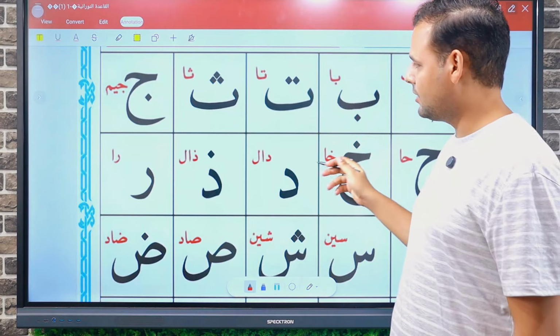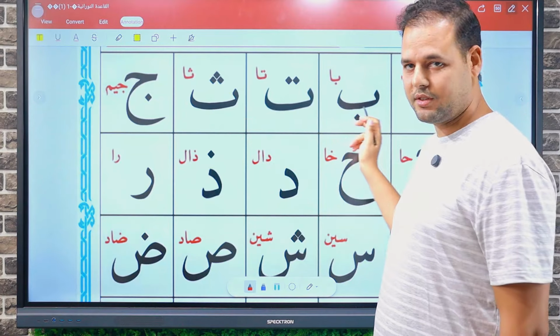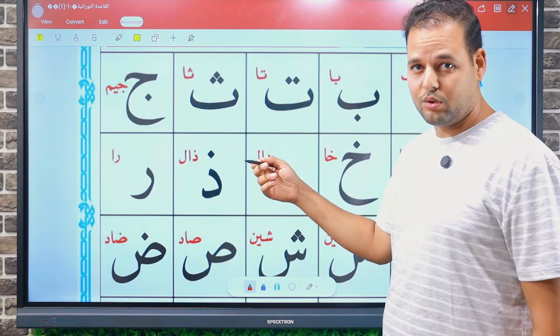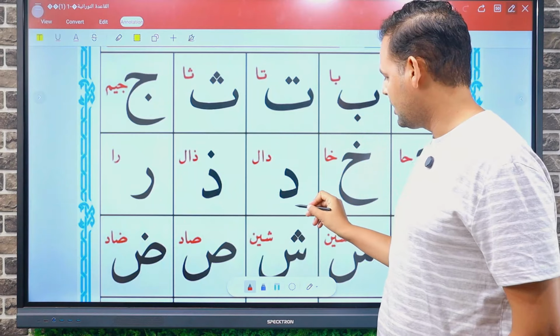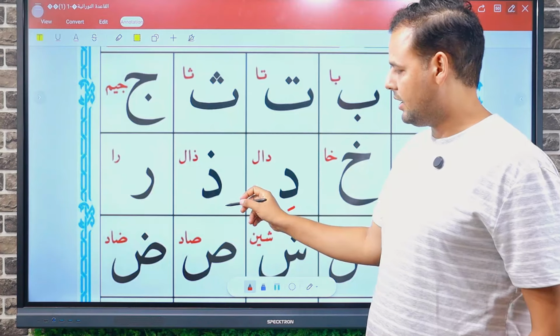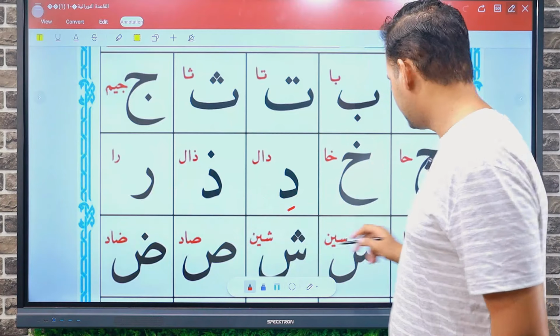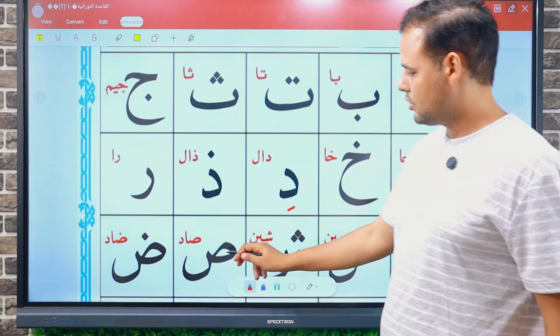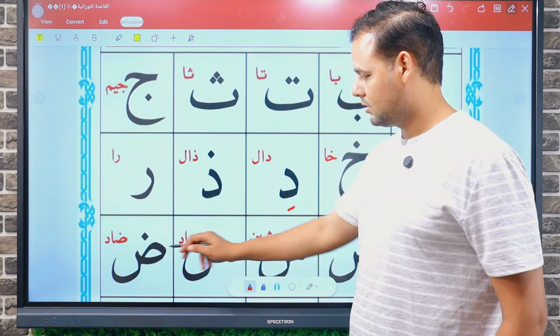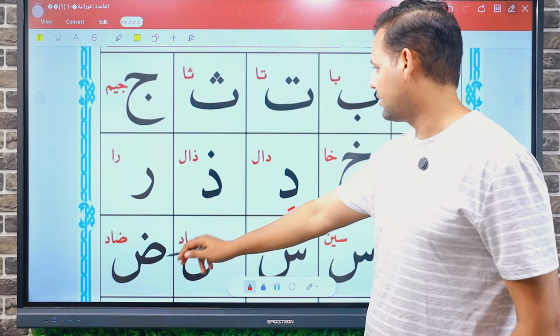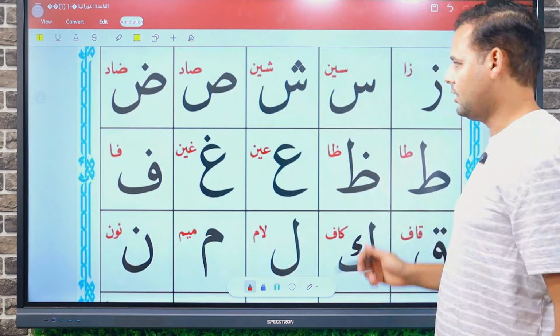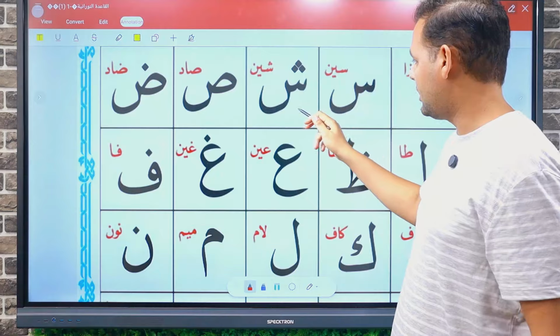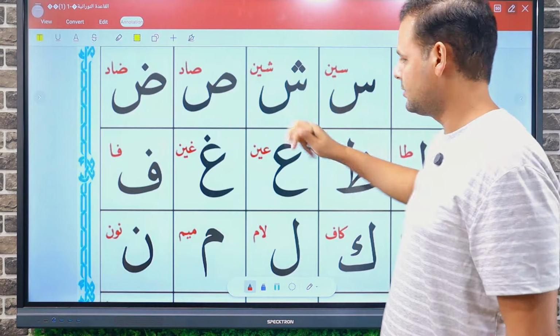Okay? After that, we have just finished the three letters groups. We're going to go to two letters groups. So we have da, za, ra, za, sa, sha, sa, da. That's heavy, of course. Da is heavy. Ta is light. Alright? As we said before, sa, sha, sa, da.